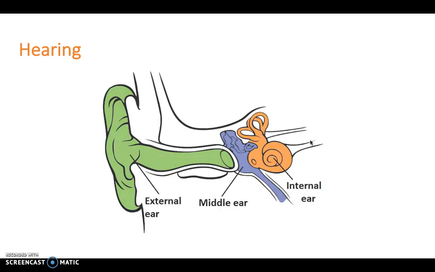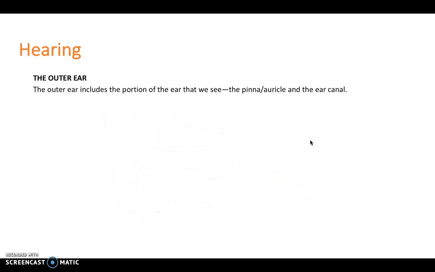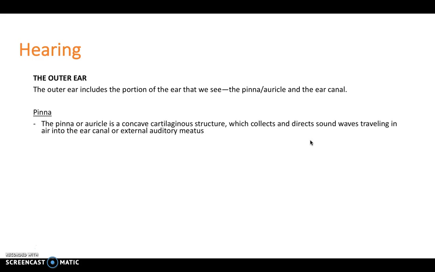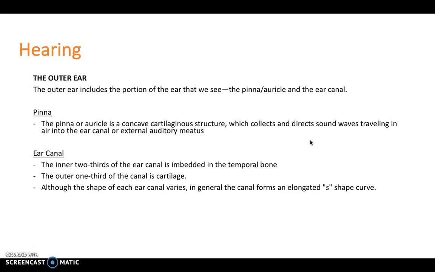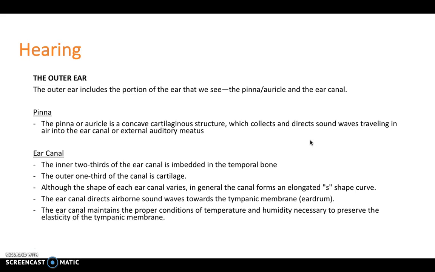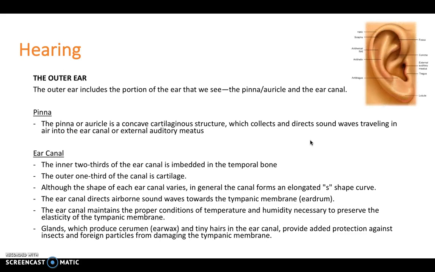So, in terms of functional divisions, we've got the external ear first, or the outer ear, and this includes the portion of the ear that we can see, in other words, the pinna or the auricle, and the ear canal as well. So the pinna is that outer cartilaginous structure which detects the sound waves travelling in. The ear canal is the inner 2/3 in the temporal bone, and then the outer third is cartilage. So although the shape of the ear canal varies between individuals, in general the canal forms an elongated S-shaped curve, and it directs those airborne sound waves towards the tympanic membrane, or our eardrum.